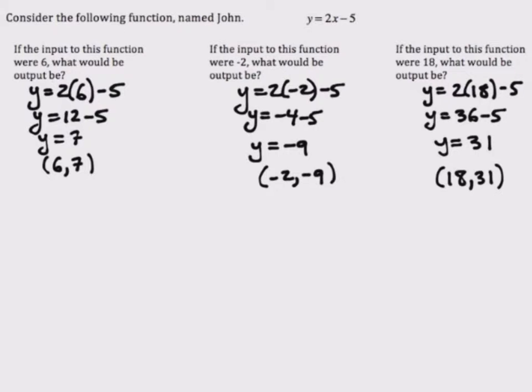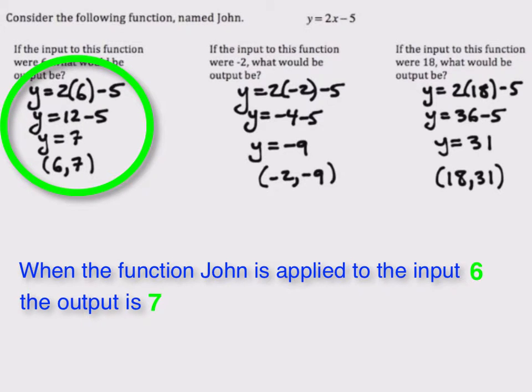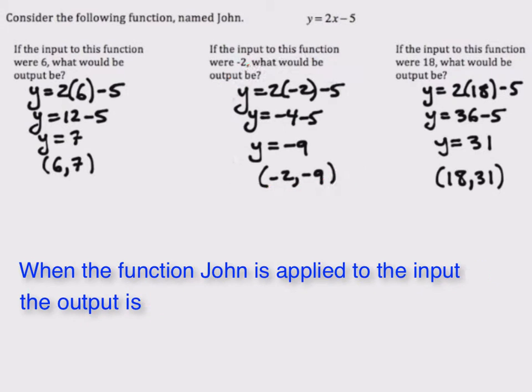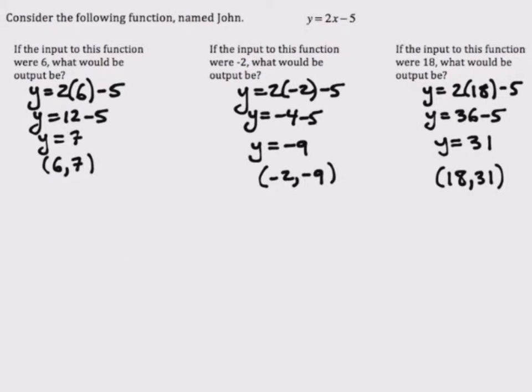So, in each case, we might say, when the function John is applied to the input 6, the output is 7. When the function John is applied to the input -2, the output is -9. When the function John is applied to the input 18, the output is 31. What we want to learn about today is that there's another way to write this, and I'm going to show you how this looks.